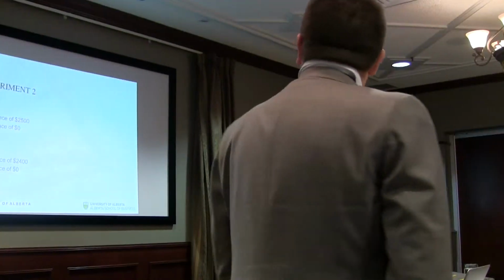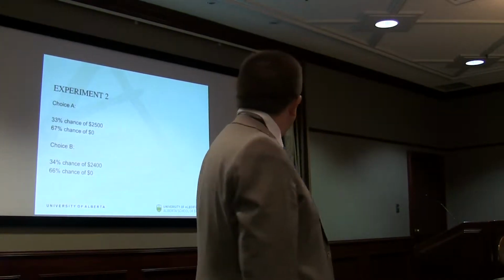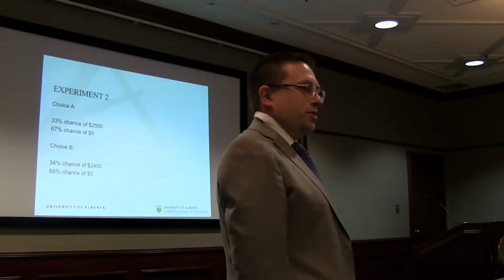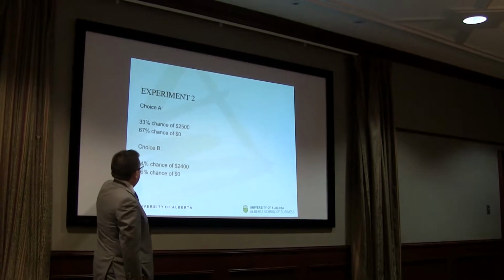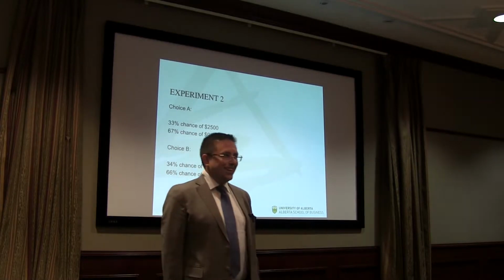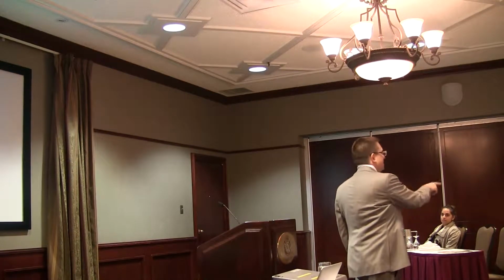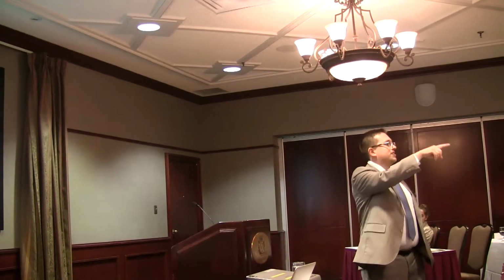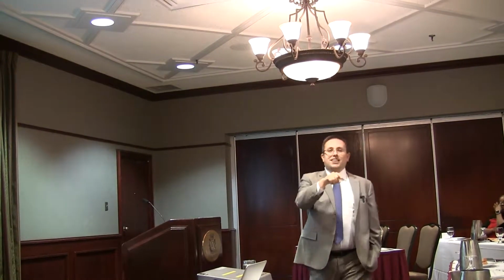Okay. You have now a 33% chance of $2,500 or a 67% chance of $0. Or choice B, you can have a 34% chance of $2,400 or a 66% chance of $0. Okay, so how many choose A? 1, 2, 3, 4, 5, 6, 7. Okay, and how many choose B? 1, 2, 3, 4, 5, 6, 7, 8, 9, 10. Okay. We had a few people that didn't vote here.